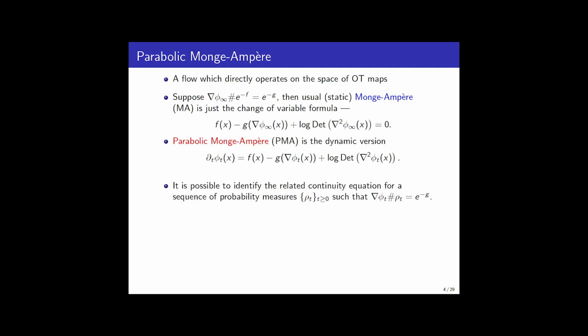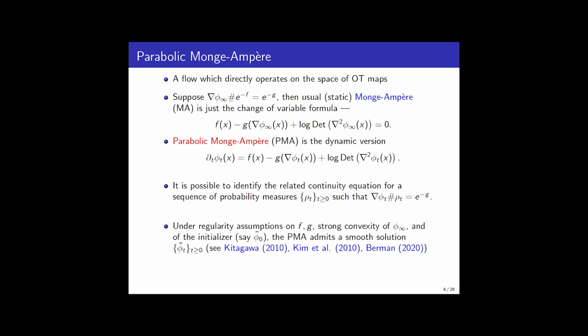And you can view tracking this sequence of functions phi t as equivalent to tracking the sequence of probability measures rho t as well. So there is a duality between tracking the evolution of the solution of the parabolic PDE and tracking these rho t's, which just satisfy the equation gradient phi t push forward rho t equals e power minus g, which you can see, right? As long as you have a solution to the parabolic PDE, you can come up with a rho t which satisfies that equation under appropriate regularity.